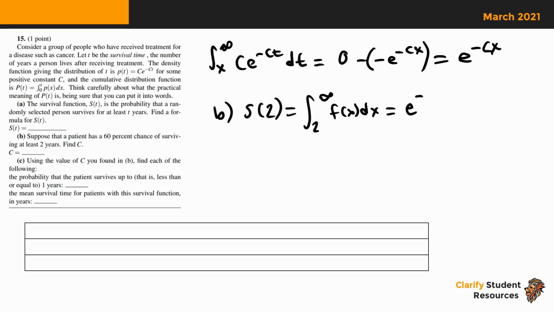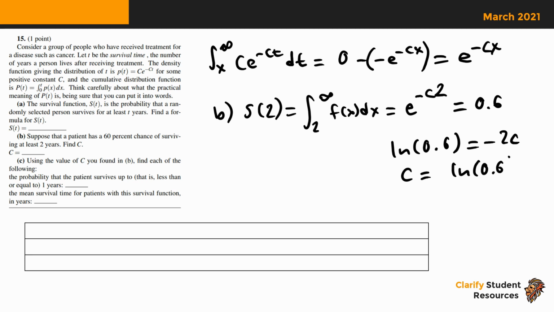e to the negative c times 2. And then what we actually have to do is we have to solve for the other side, which is going to be equal to 60%. So this is 0.6, because they gave it in the question. So at this point, we have to take the ln of both sides. So we get ln 0.6 is equal to negative 2c. So c is equal to ln 0.6 over negative 2. And then that's going to be our answer for part B.